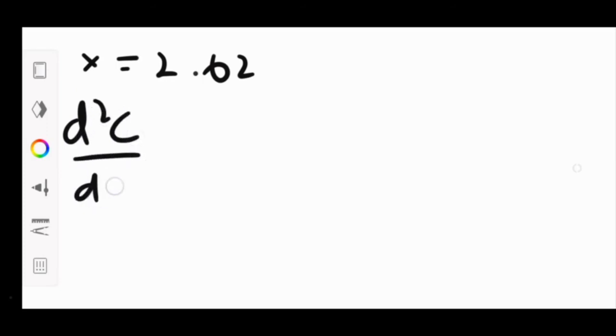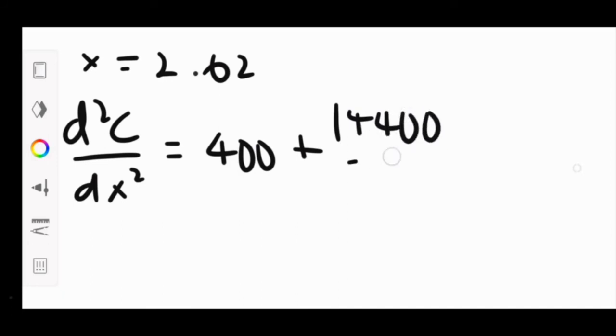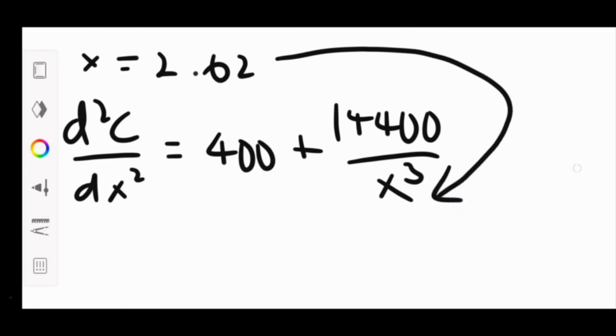To make sure that the construction cost is really minimum, by using the value of x equals 2.62, we will need to differentiate the equation again, which is the second derivative. We will get d squared C over dx squared equals 400 plus 14,400 over x cubed. We need to substitute in the value of x, and the value that we get is more than 0. Therefore, the construction cost is minimum.